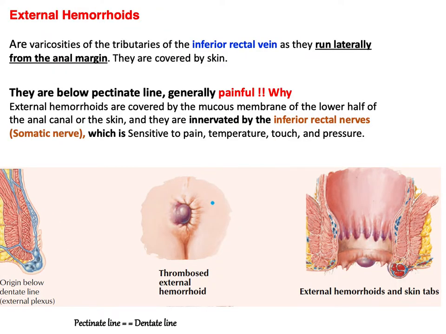Now, the external hemorrhoids are usually outside, prolapsed outside. We don't care now about the degree, first, second, third, fourth degree, this is something related to the clinical. Anyway, external hemorrhoids are located outside, in the lower half of the anal canal, below the pectinate line. So this is the location of external hemorrhoids. As you see here, this is the external rectal plexus, which is the location for hemorrhoids we call external hemorrhoids.